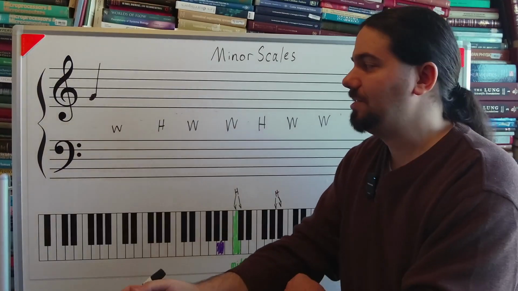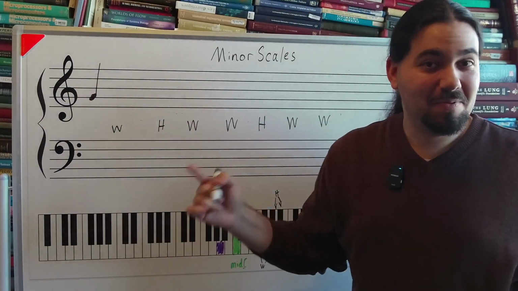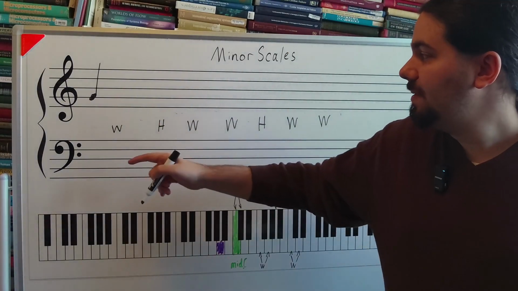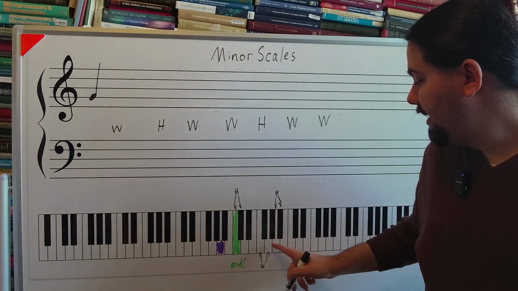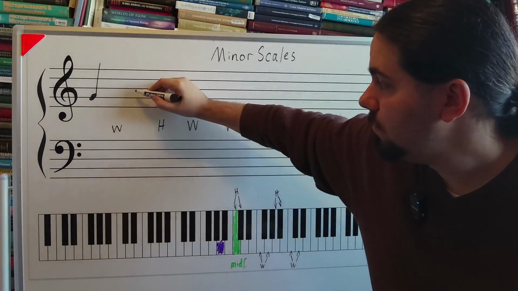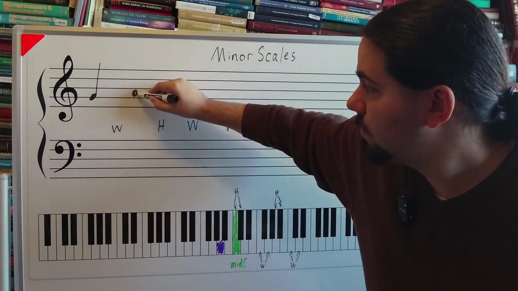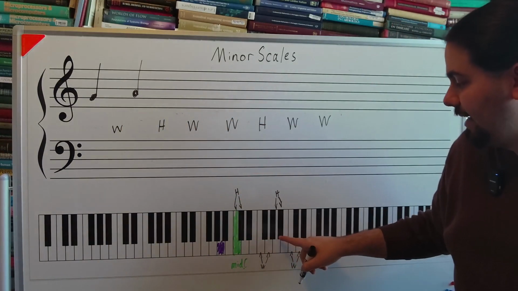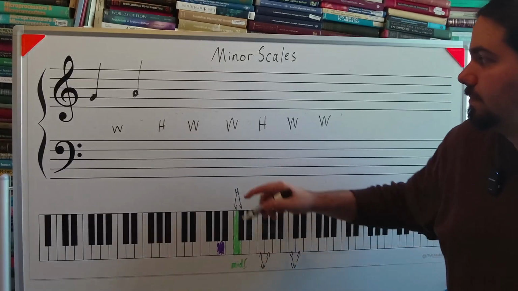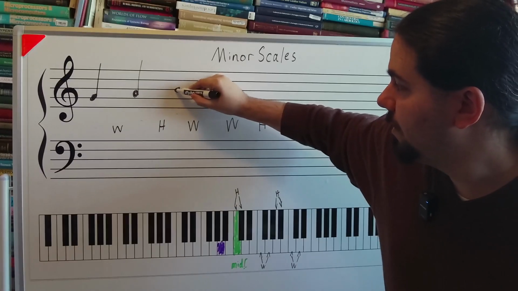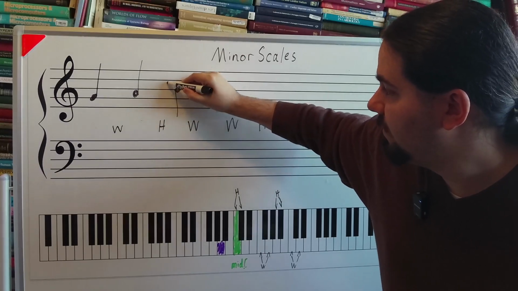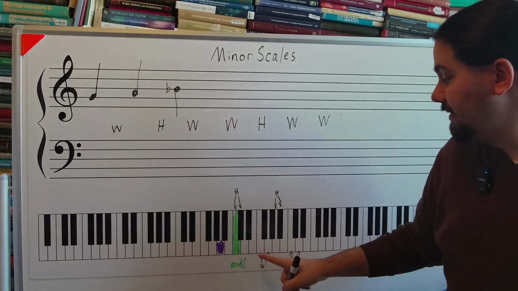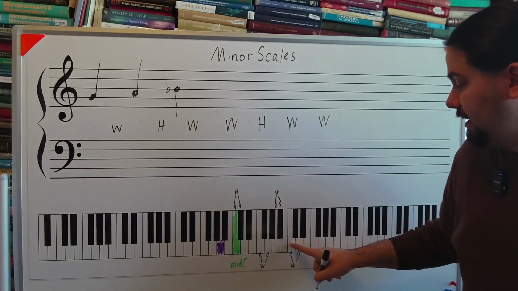I'll expedite the process just a little bit. And I'll play and write as we go. So, whole step up from G, we need A. Half step up from A, we need B flat. So write the B, and then the flat. We need a whole step up from B flat, which is C.